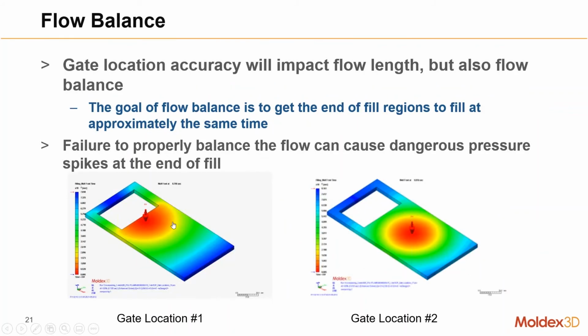As far as flow balance is concerned, flow balance is basically just the ability to get the material to the end of fill region at more or less the same time. So if we have a balanced flow in simulation and we go to reality and our flow is not balanced, then we can expect there to be not only a difference in the flow length, but there can actually be dangerous pressure spikes right at the end of fill.